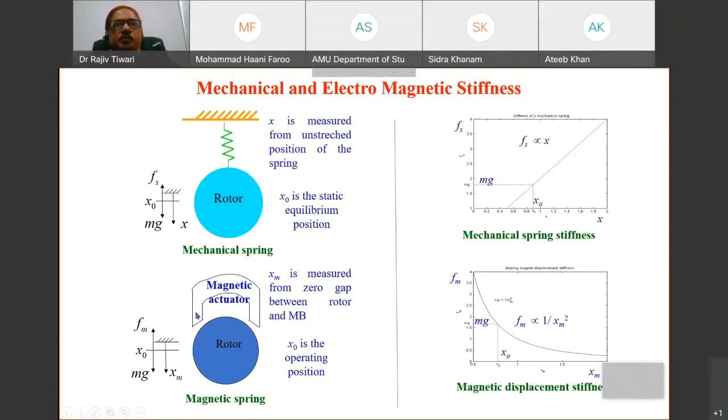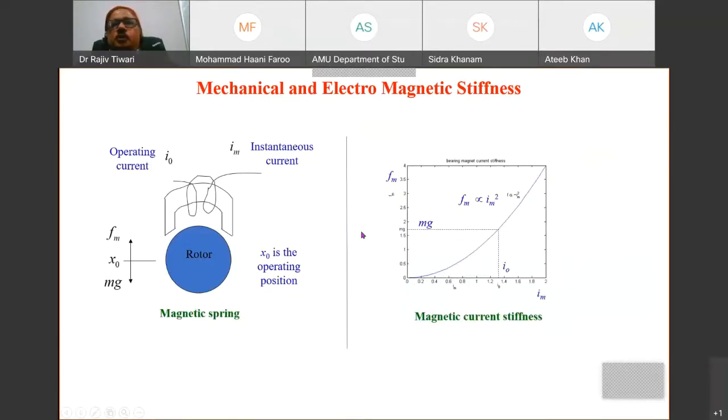Apart from that, in the magnetic actuator, if we change the current, the magnetic force also changes. So that particular plot shows the magnetic force with change in the current. If we increase the current, the magnetic force changes non-linearly, as the square of the current. So we have two forces in the magnetic actuator. The magnetic force depends upon two quantities: one is the relative position between the rotor and the magnetic bearing, and another is the current which we are supplying. And these forces are nonlinear in nature.